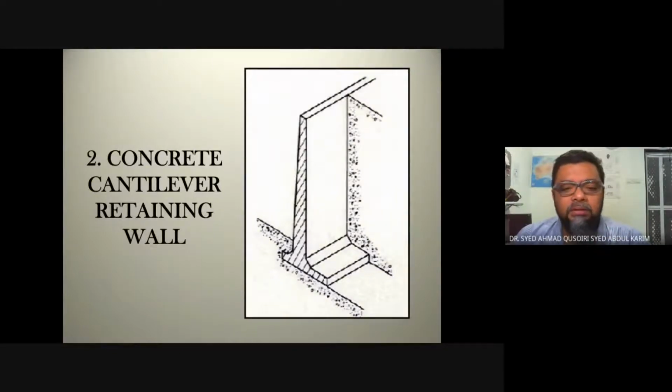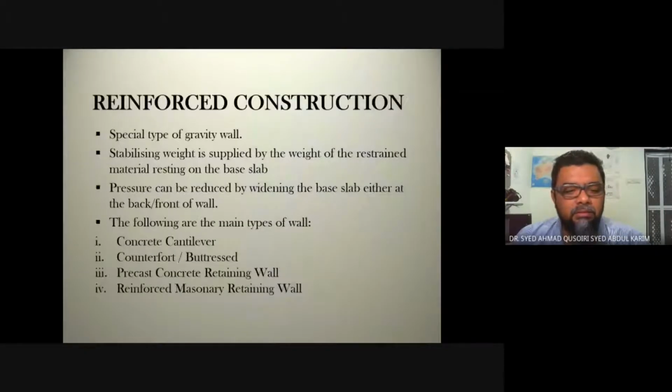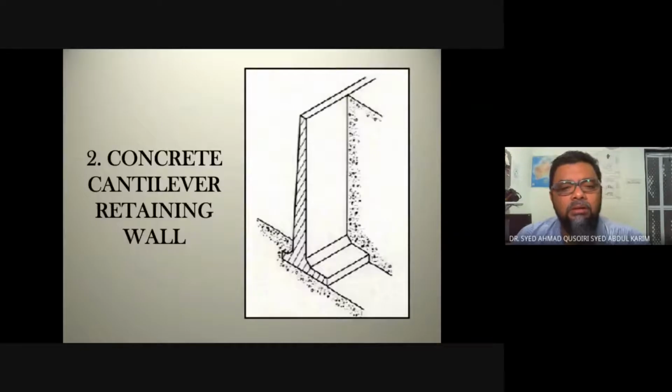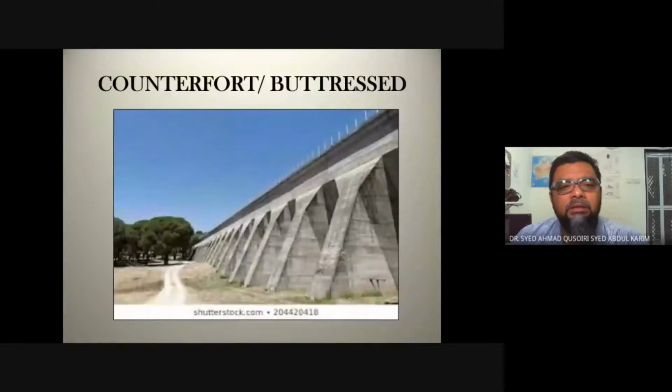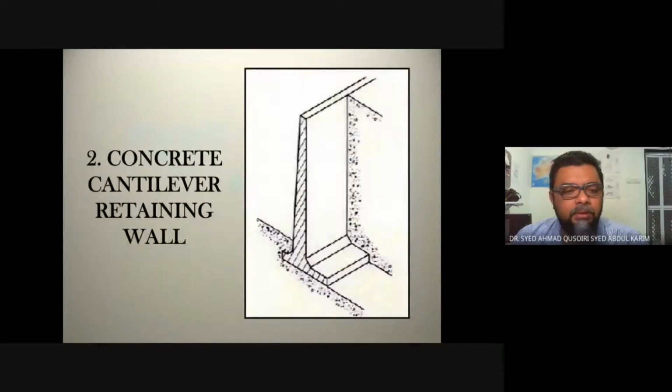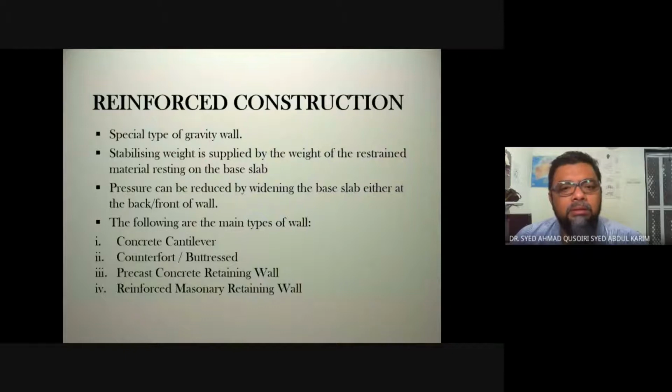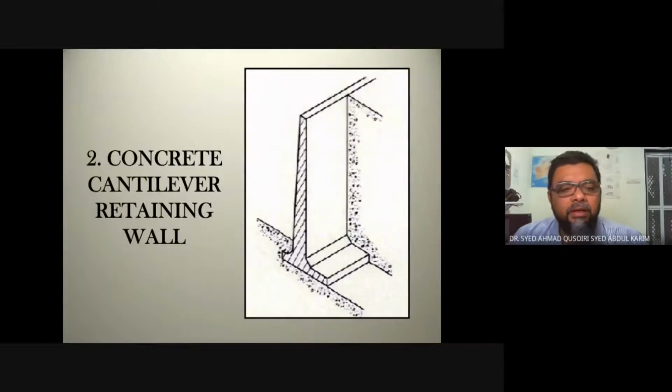Number two, we have the concrete cantilever retaining wall itself. Is this the example? Yeah, it is the example. Sorry about that. The way they title this slide is quite confusing. So first of all, the concrete cantilever retaining wall. This type of retaining wall is made out of concrete and reinforcement.